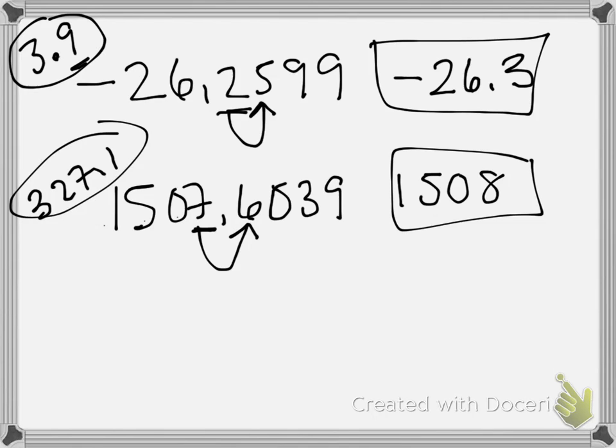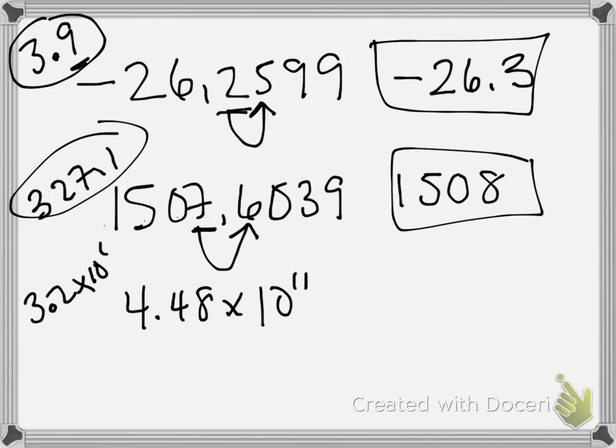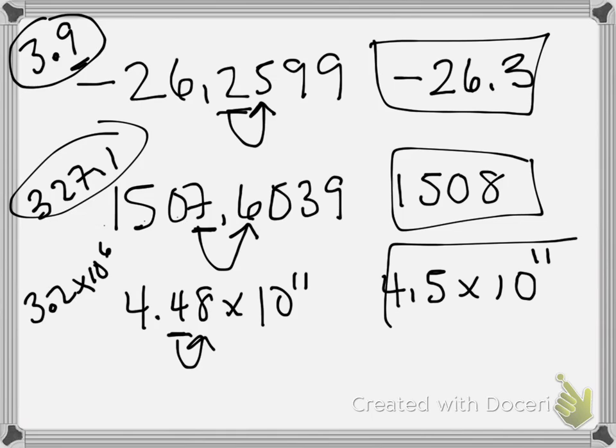The next one, I have a raw answer of 4.48 times 10 to the 11th. Both of the numbers that went in had 2 sig figs. I had 3.2 times 10 to the 6th. The other one also had 2 sig figs. So I can only keep one of those. So my final correct answer would be 4.5 times 10 to the 11th. Okay, makes sense?